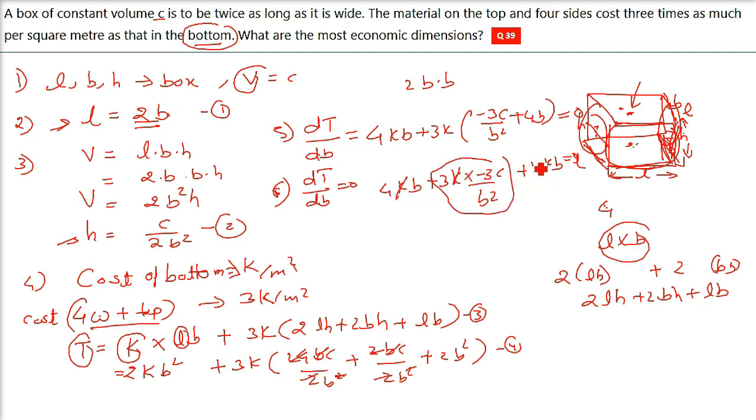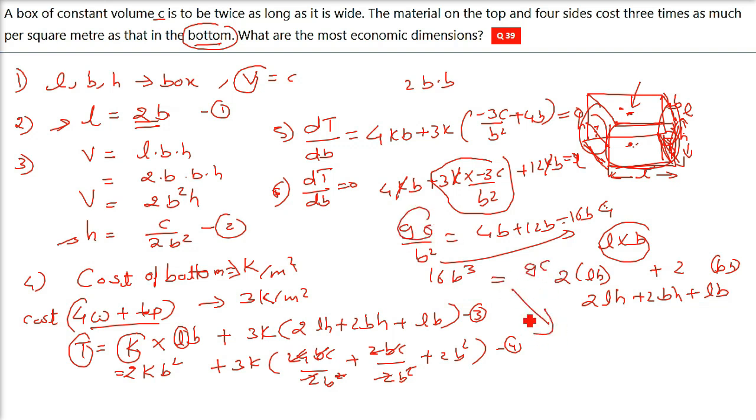But this K is assumed by us, so let us eliminate it and divide everything by K. So you get 9C by B square equals 16B, and just multiply it here. 16B cube is equal to 9C. So there is now a relationship between our C, which is given in the question, and B, which we have assumed. So B cube becomes 9C by 16. You can take the cube as a power of 1 by 3: B equals 9C by 16, to the power 1 by 3.